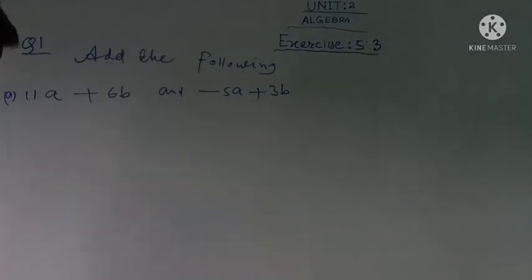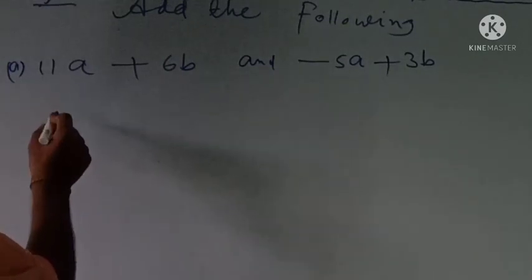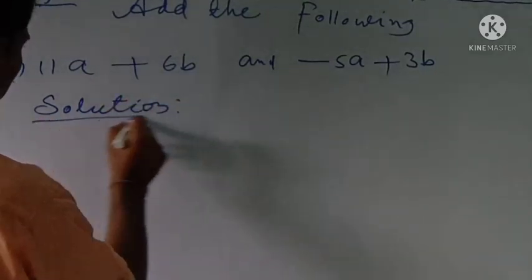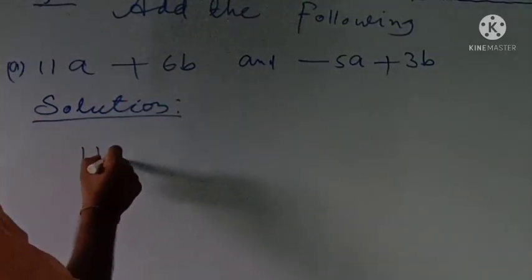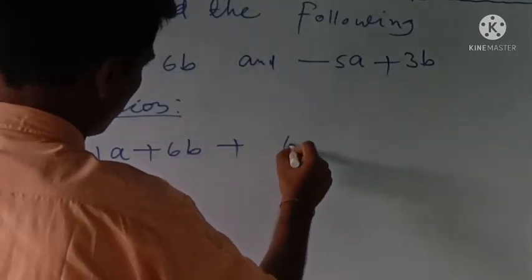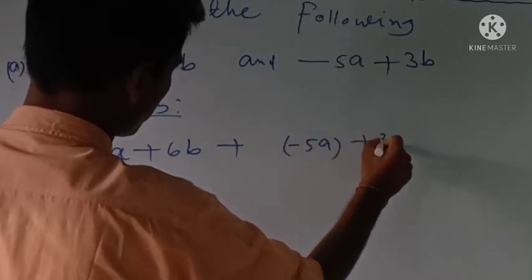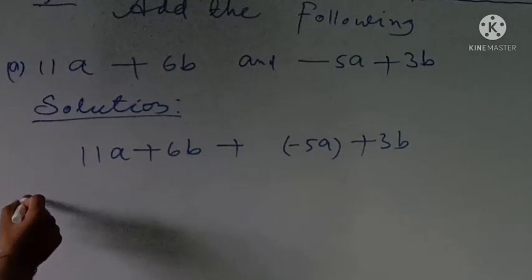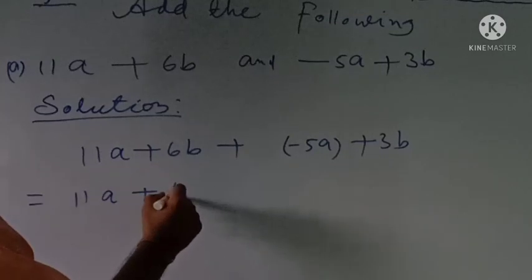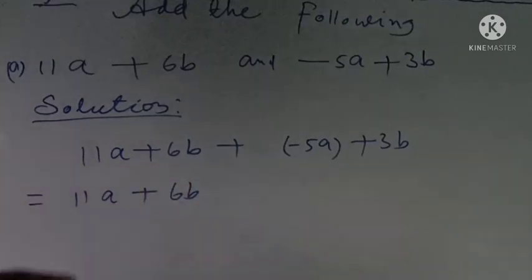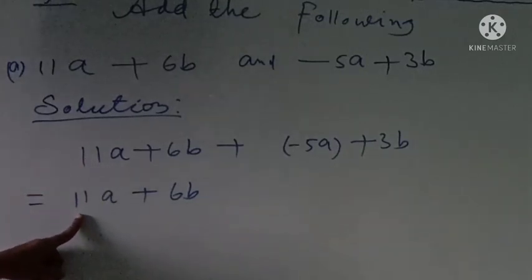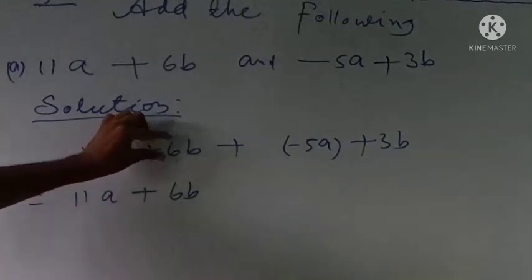Solution. (11a plus 6b) plus (minus 5a plus 3b). Now see in the next step, 11a plus 6b. Now look at the next step. 11a is written as 11a. We have not done anything, just written it as it is. Now 6b, we'll write 6b.